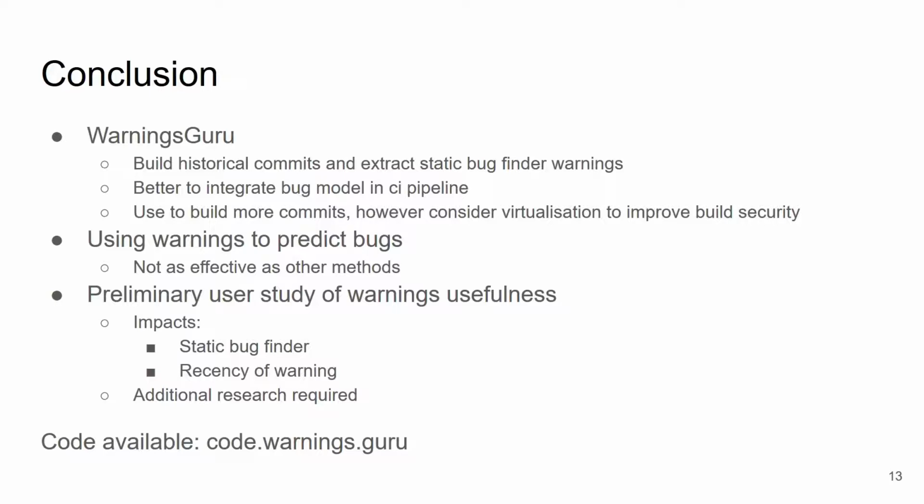However, we think it would be better to integrate the bug model into a CI pipeline. Warnings Guru could be used to build more commits in other studies. However, we need to consider the virtualization of the build to improve build security. And while warnings can be used to predict bugs, they're not as effective as other methods.